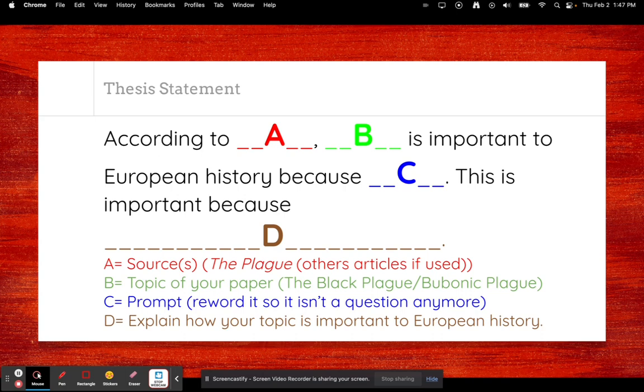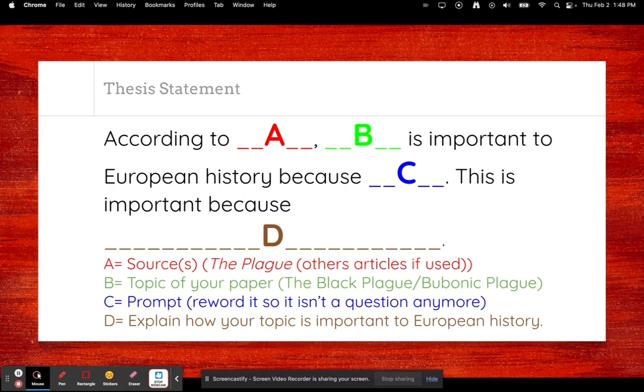Now, most of you, if you don't use any of the other articles I gave you, you're just going to type in The Plague. Make sure it is italicized, okay? A is just the source that you're using for your paper. That's it. B is the topic of your paper, okay? That's going to be the Black Plague. You can also call it the bubonic plague or the Black Death. They all mean the same thing. I don't care whichever one you use.